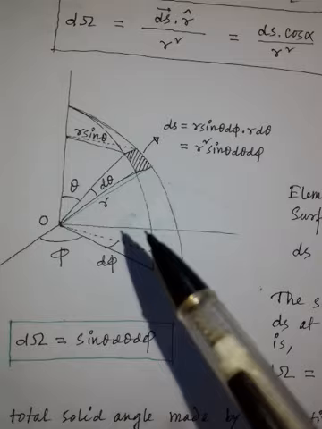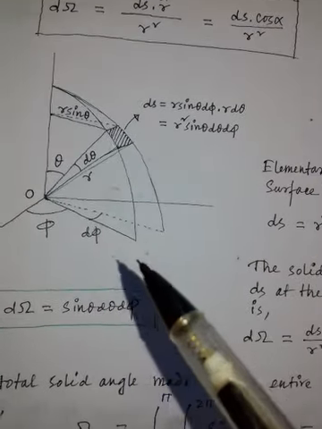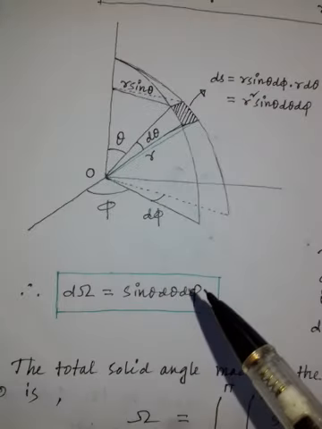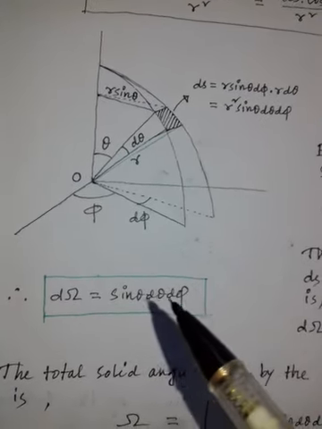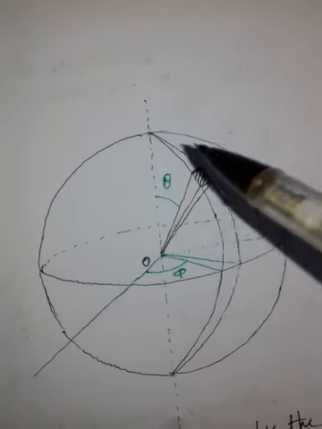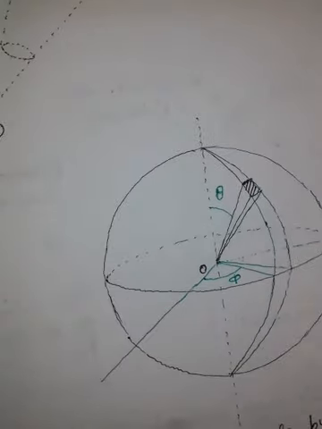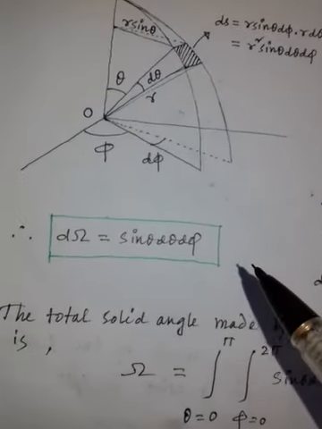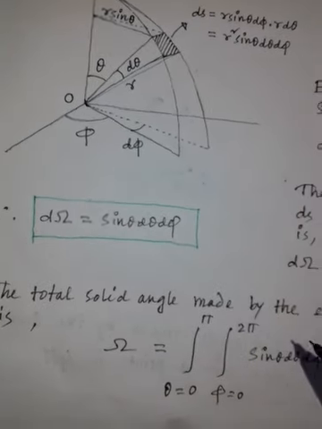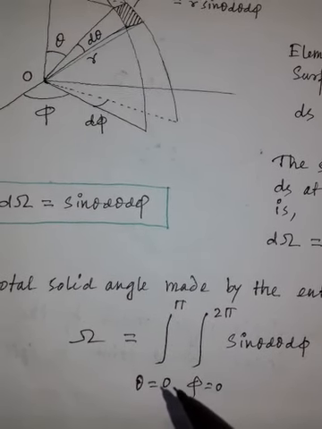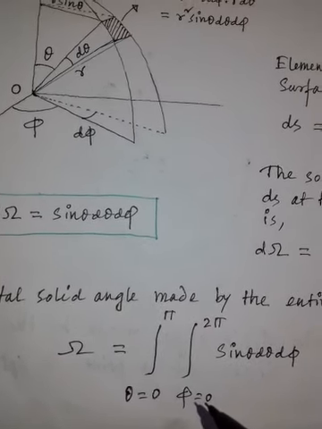So the elementary solid angle made by an elementary area in spherical polar coordinates at the origin is equal to sin theta d theta d phi. This is the elementary solid angle in spherical polar coordinates. To get the entire solid angle made by this entire sphere at the center, we have to take the total integration over this elementary solid angle, and for the limits of the integration, theta runs from 0 to pi and phi runs from 0 to 2 pi.